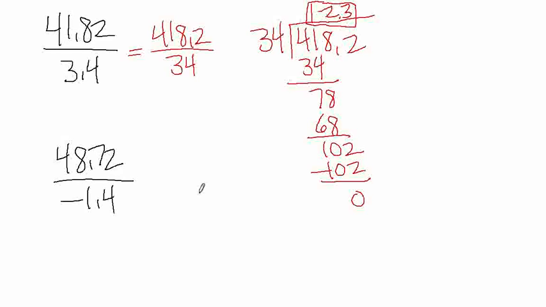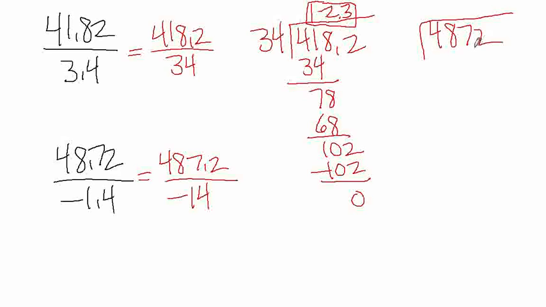Okay? For the second example, I will ignore the negative sign for now and multiply the top and bottom by 10. So I get 487.2 and minus 14. I'll still add the minus to the bottom, but actually it's when I do the division that I'm going to ignore it, and then add it back later. So I'm going to act as if I'm dividing 4,872 by 14.